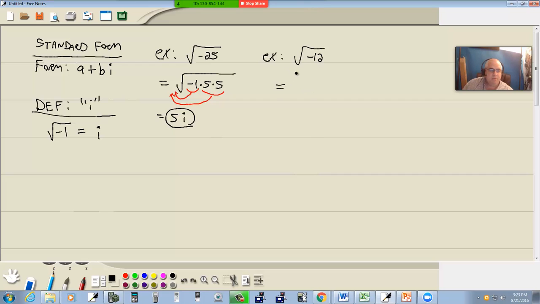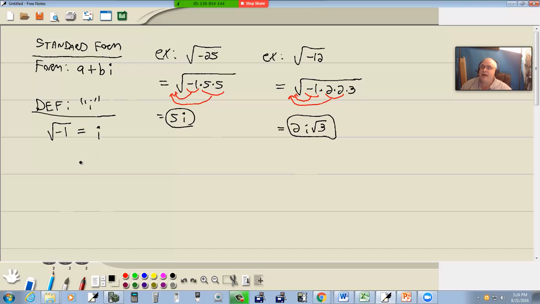Now if I had this problem, I want to simplify the square root of -12. That's -1 times 2 times 2 times 3. Again, we're looking for a pair of somethings. Here's a pair of 2s, so they're going to come out in front as a single 2. And here's a -1, which comes out as an i. So that gives us 2i square root of 3. And that would be our answer.